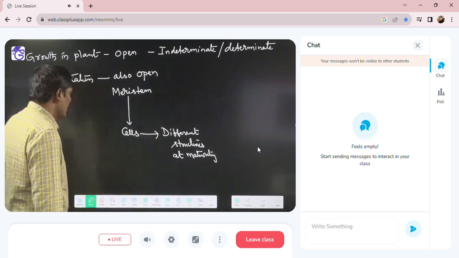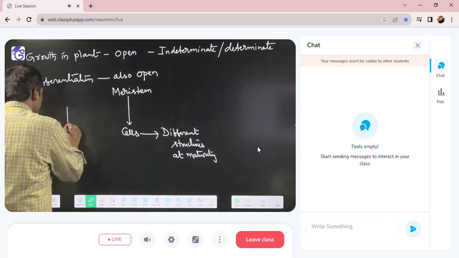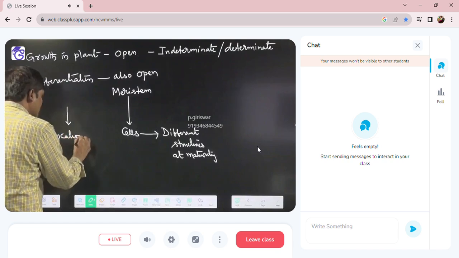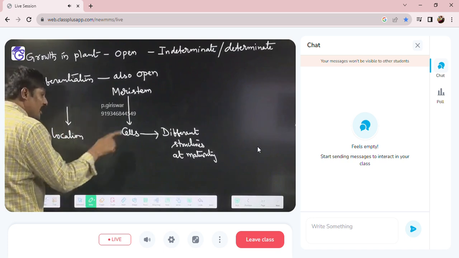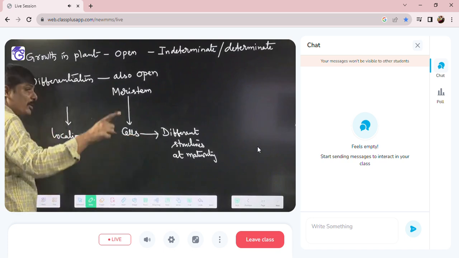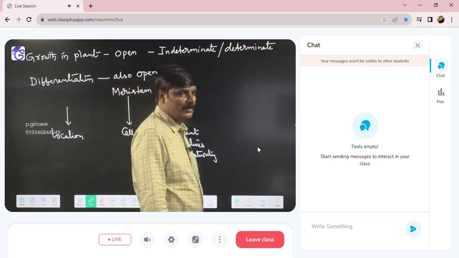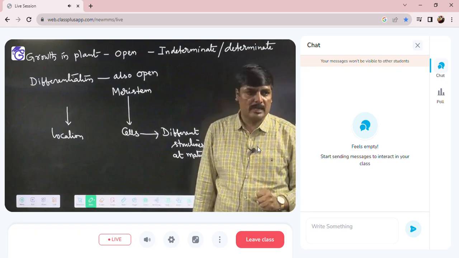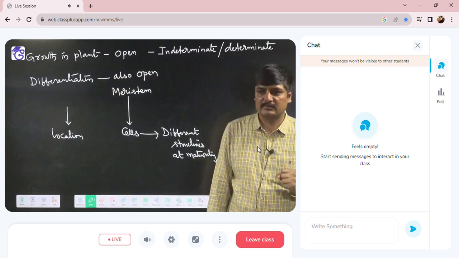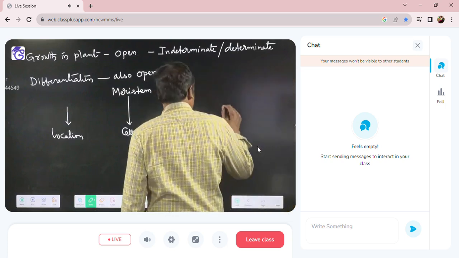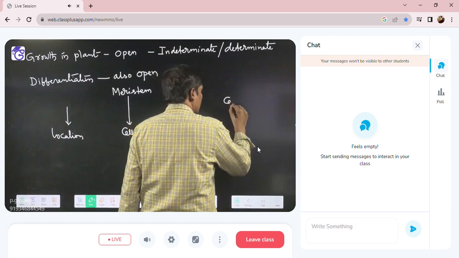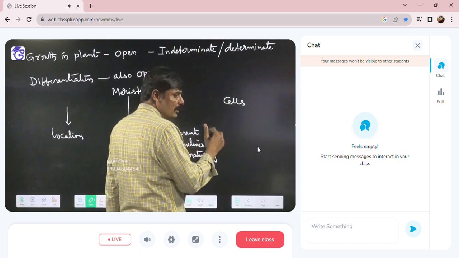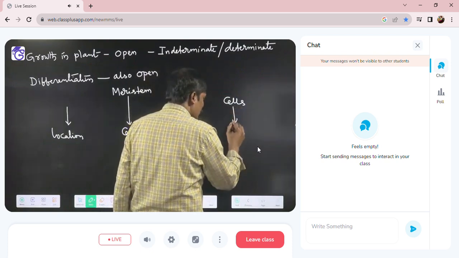Moreover, this differentiation depends upon the location of the tissues formed. The function of that tissue depends upon its location. For example, the meristematic cells present towards the outer side form root cap.